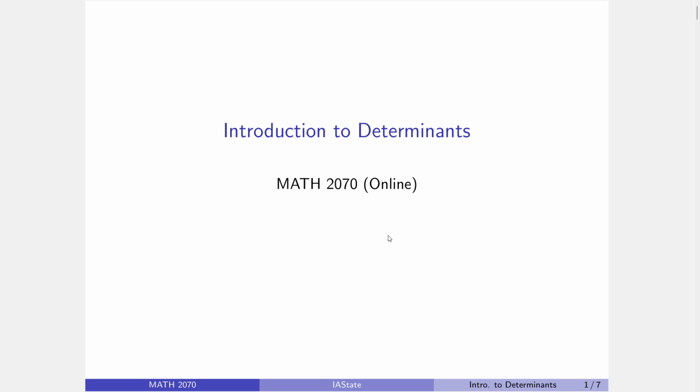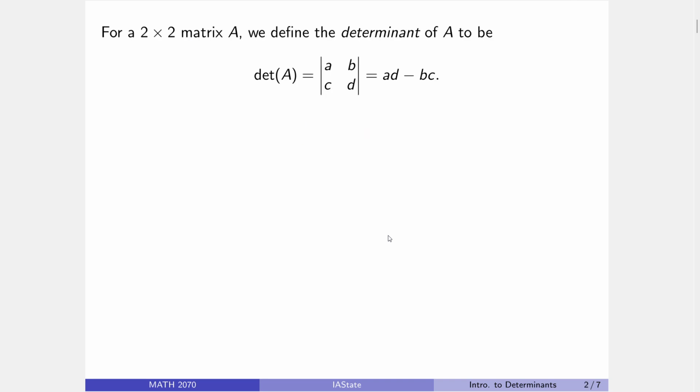Welcome to yet another Math 2070 online video. Today, we're going to introduce an infamous but very useful computational tool called the determinant. All right, so let's determine it, shall we? Okay, so for a 2x2, the determinant is the following magic number.